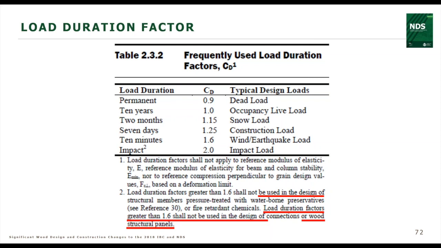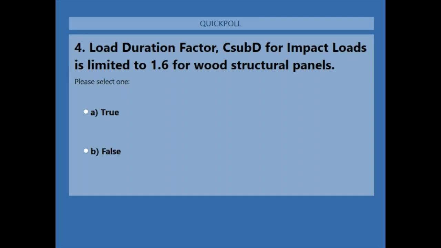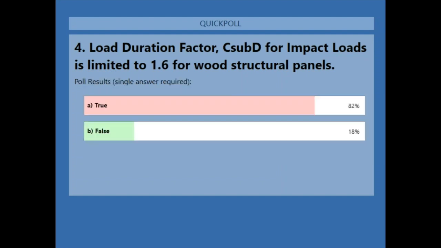So with that in mind, we're going to jump into our next poll, which Marcy's going to launch for us. I apologize for that. All right, load duration factor C sub D for impact loads is limited to 1.6 for wood structural panels. Is that true or false?